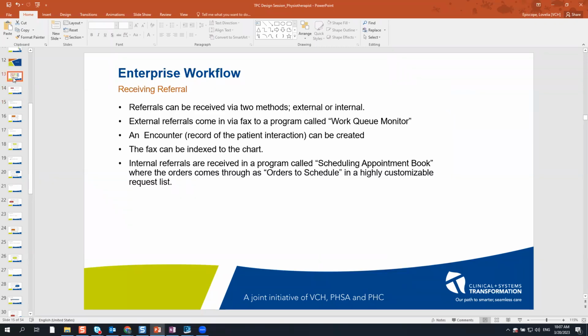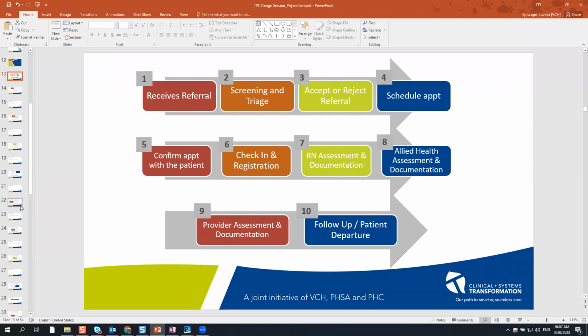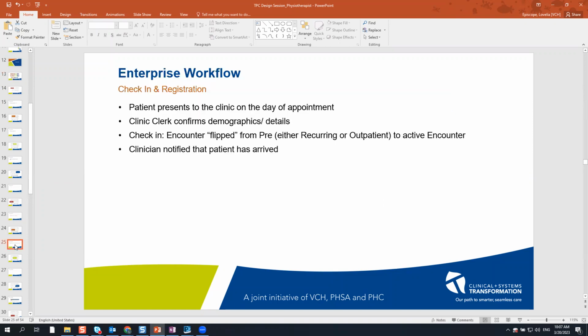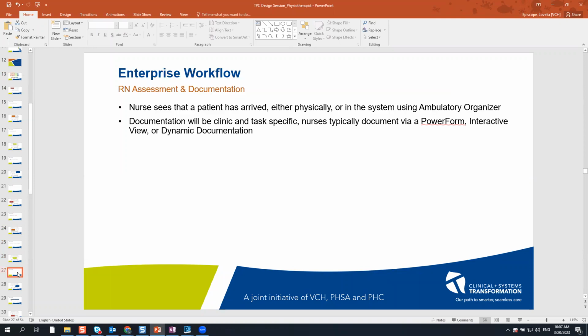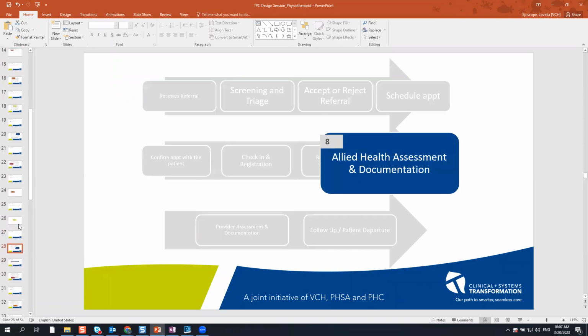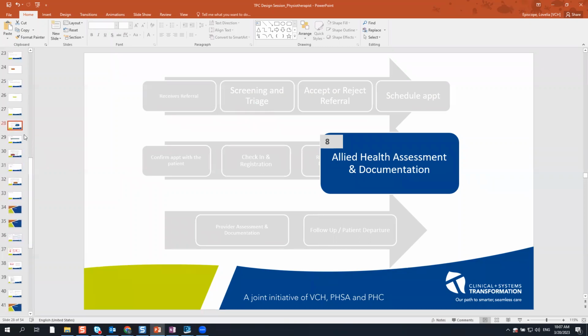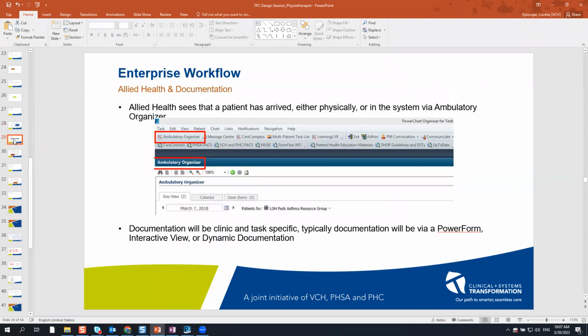Is there anything specific about this workflow that you'd like to go over? Otherwise, I can just jump to the allied portion of it, which is your documentation. Yeah, I think that's fine. Okay. So it's pretty standard. It does follow your workflow pretty well. And we did discuss all the different nuances in terms of screening and triage and scheduling the appointment with the previous group. So please feel free to refer to those minutes as well if you have any questions.